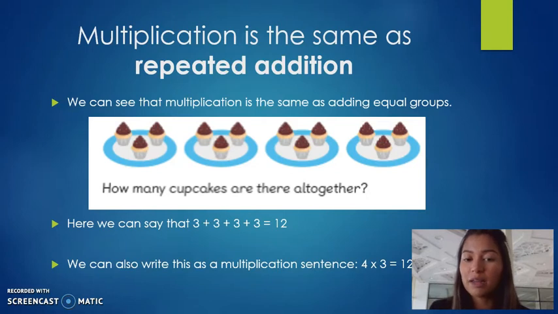We would explain that in multiplication, we use the times symbol, and we could write 4 groups of 3 equals 12, or 4 times 3 equals 12.